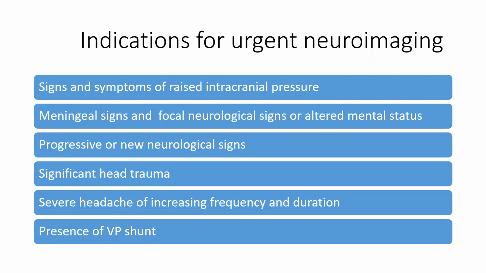If you have meningeal signs, symptoms of raised ICP, progressive or new neurological signs, significant head trauma, obviously you need a CT scan. Also, severe headache or increase in frequency and duration, and the presence of a VP shunt, especially. We do see that more here, like a child with cerebral palsy or a child already on a VP shunt, especially premature children. In developed countries, they tend to do urgent neuroimaging, especially when they come with a headache.